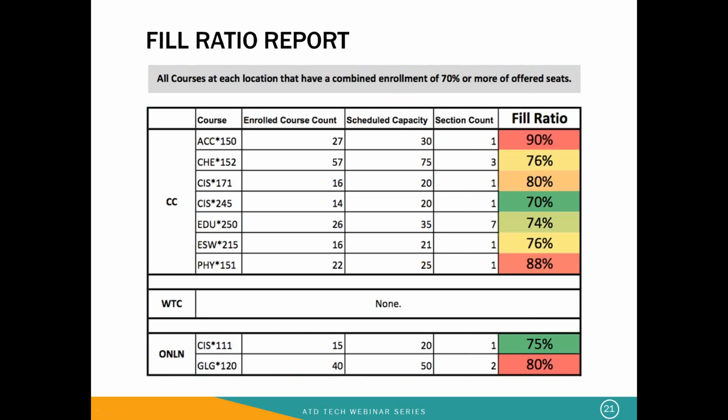The fill ratio report we push out on a weekly basis by campus. The first set of data that you see is for our central campus. It's just to give you a sampling for Accounting 150. We have a seat count, we have a capacity, and it's telling us we're at 90% capacity. If we see anything at 70% and more, we have deep conversation as to should we add an additional section. In some cases we do, in some cases we don't. And that's a push report that goes automatically.